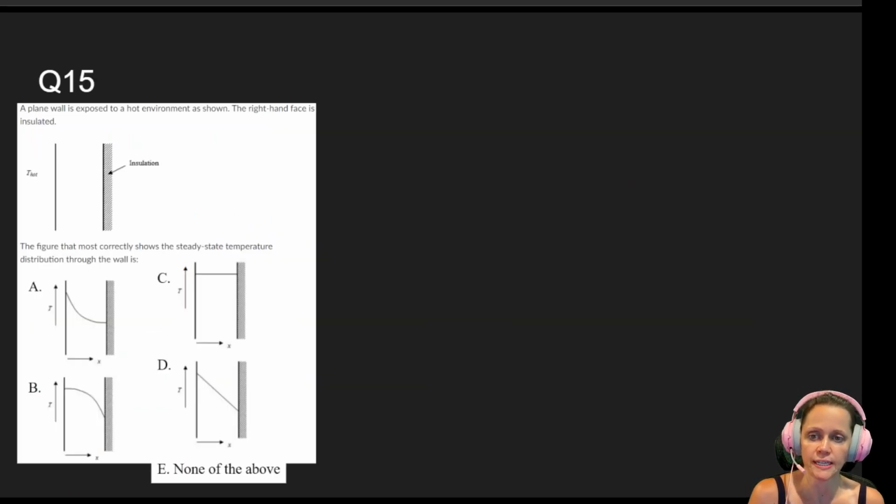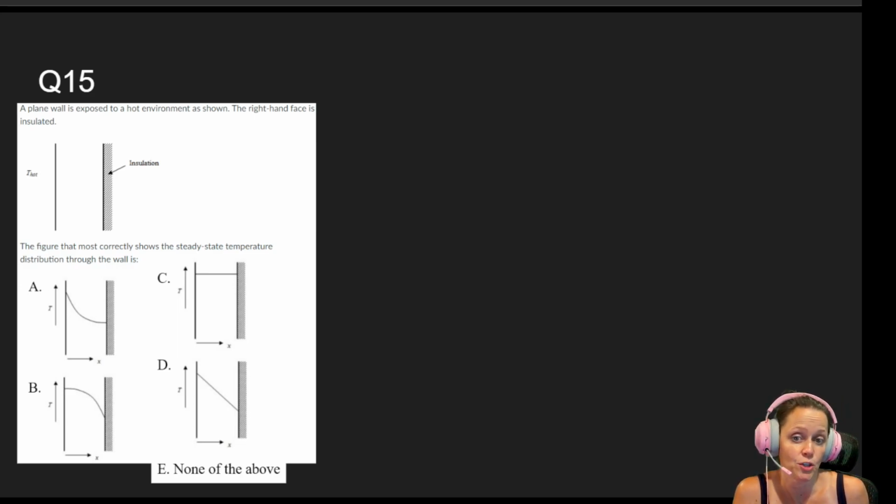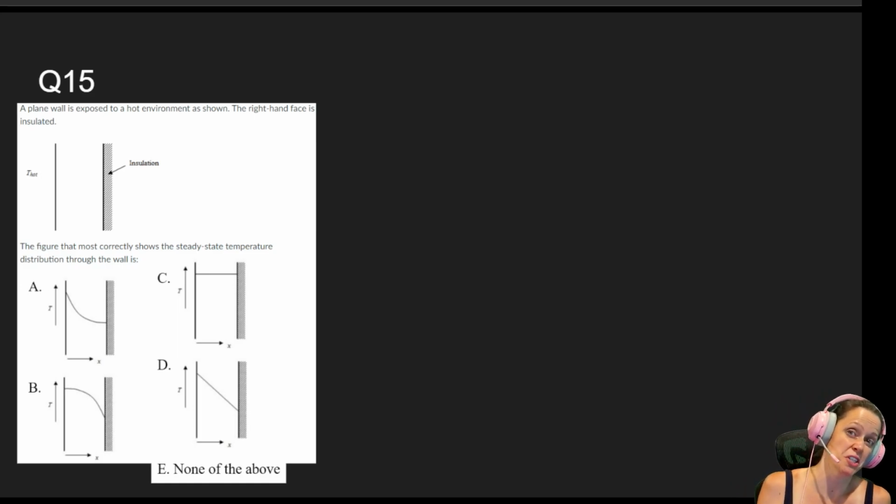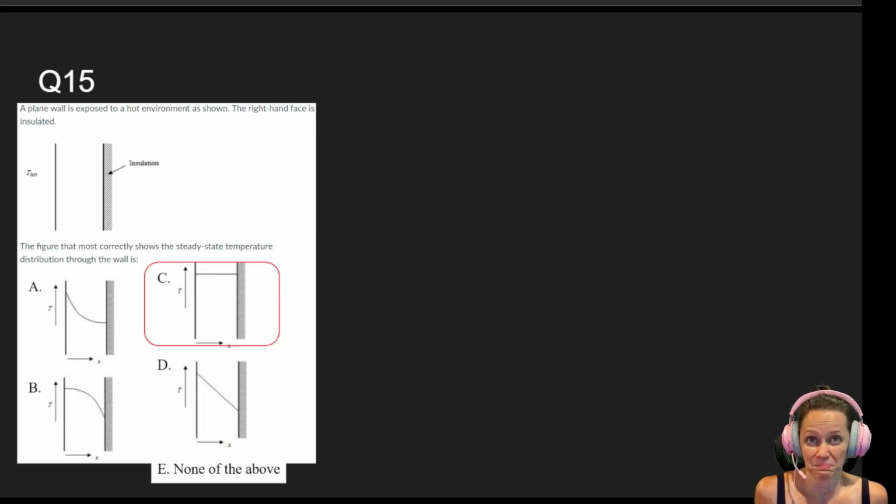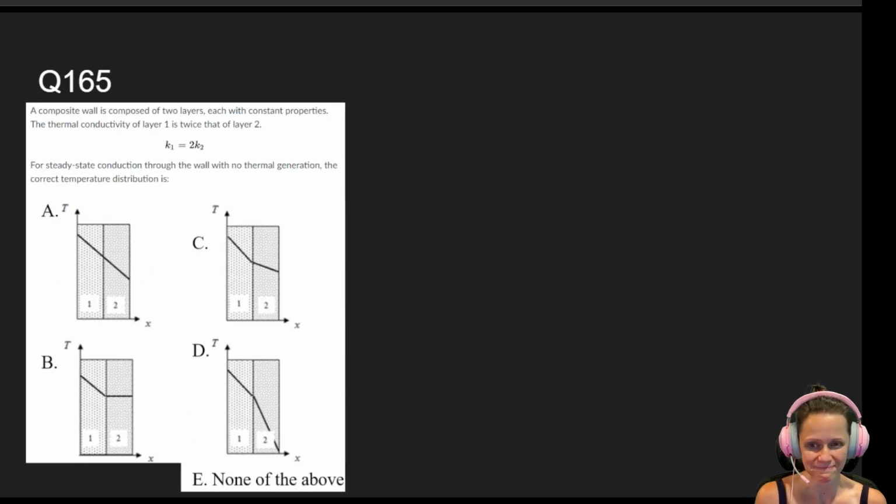Question 15, so we got a plane wall exposed to a hot environment. The right-hand side is insulated, and there's no heat generation, nothing going on. There's really nothing to cause any of the scenarios that we see in A, B, or D, right? If nothing is going on to create a temperature gradient within that medium and everything has reached steady state conditions, this means that the wall is at some constant temperature, which isn't terribly interesting, right?